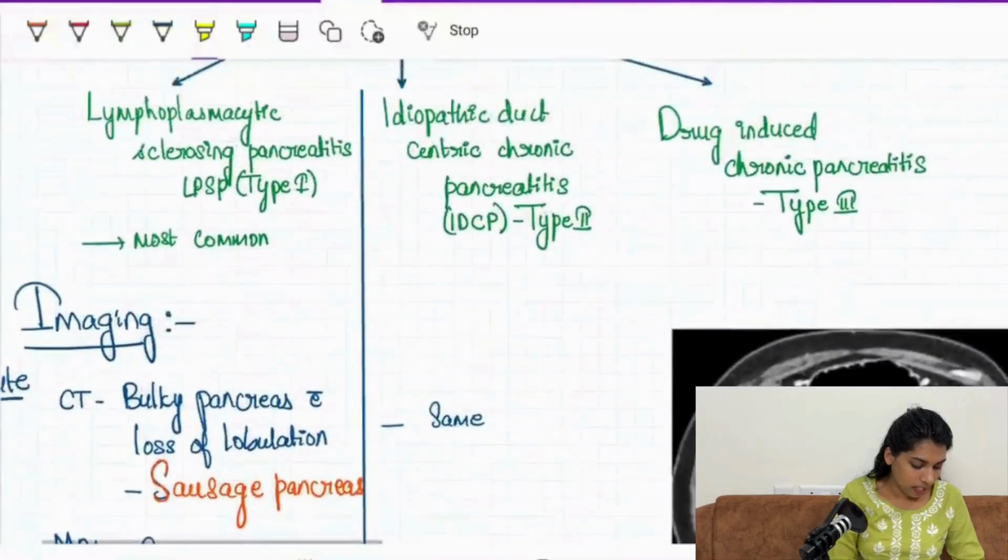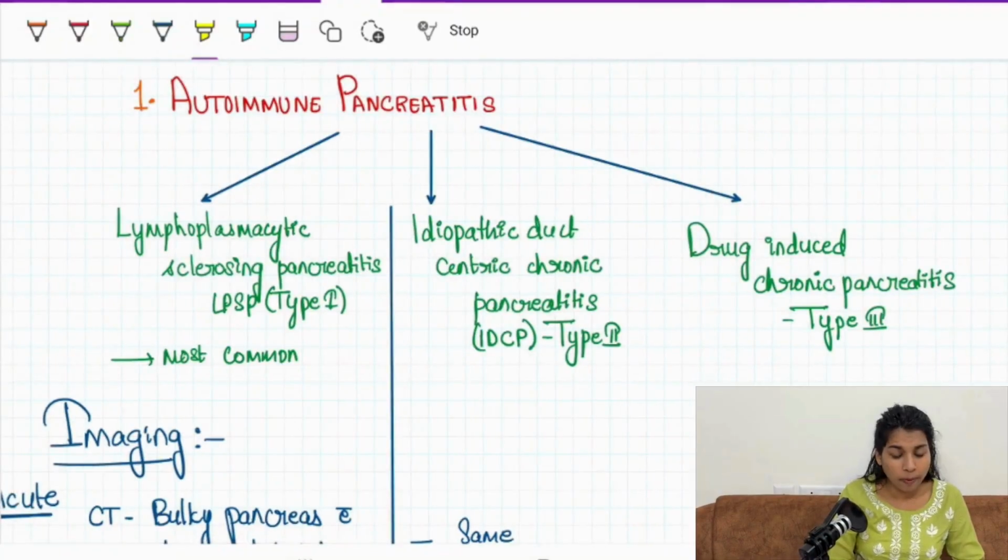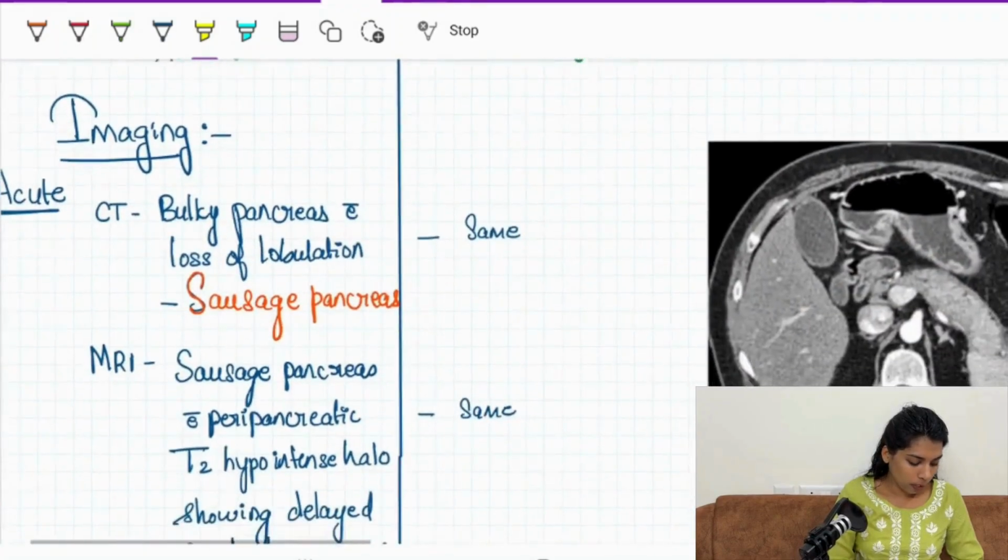Autoimmune pancreatitis is a repeatedly asked long case in our vivas, right? There are three types of autoimmune pancreatitis. Type 1 being lymphoplasmacytic sclerosing pancreatitis. Type 2, which is idiopathic duct-centric chronic pancreatitis. Type 3 is a new one, that is drug-induced chronic pancreatitis. The imaging features remain the same. Now we'll move forward to imaging features.